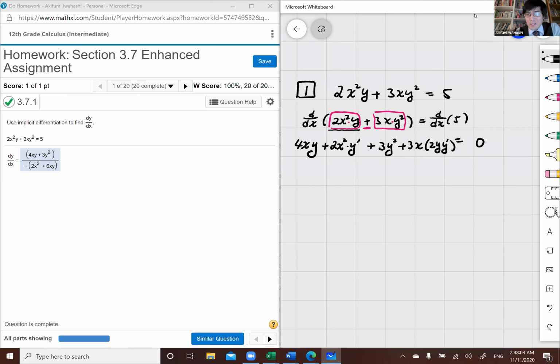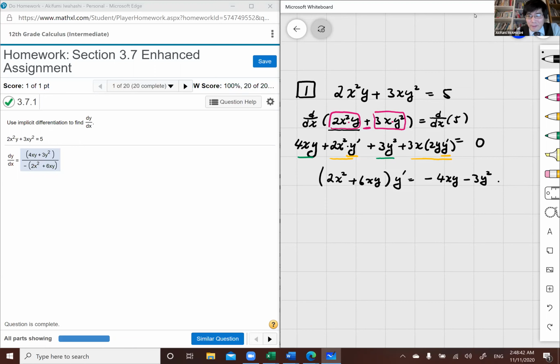Okay, so now I just need to simplify this expression for y dash. This looks complicated, but it's just a linear equation in terms of y dash. So let's combine these two terms together and bring these to the right-hand side. So you're going to get 2x squared plus 6xy times y dash is equal to negative 4xy minus 3y squared.